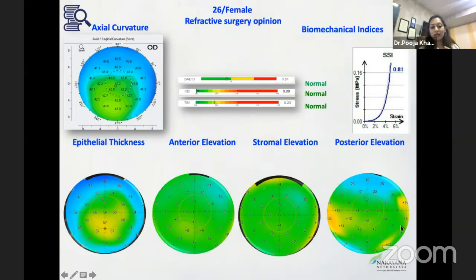So what we mean to say here is, whenever you are in doubt, you can probably do an epithelial mapping, not for all your cases, but where your biomechanical indices and all are normal. You can probably do an epithelial mapping and see whether there is any localized epithelial hypertrophy or hyperplasia present or not. So it is very important to see what lies at your stromal elevation.